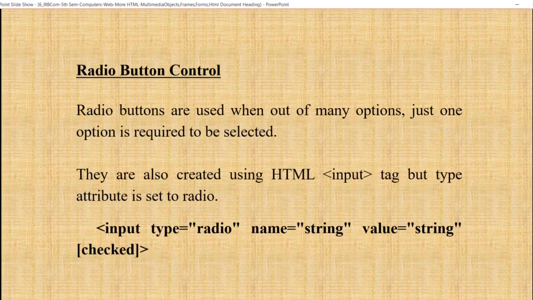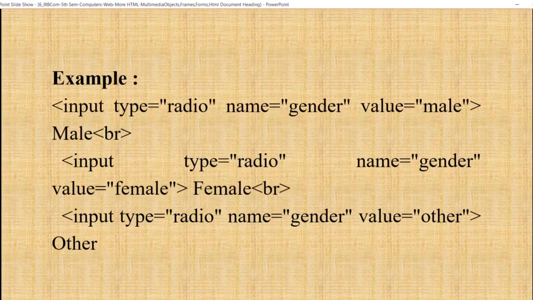Next type of control is radio button controls. Radio button controls are used when out of many options, just one option is required to be selected. Only one selection with many options. They are also created by using the HTML input tag, but the type attribute is set to radio. Input type equals to radio, name equals to string, value equals to string.